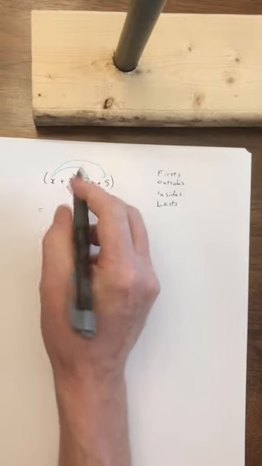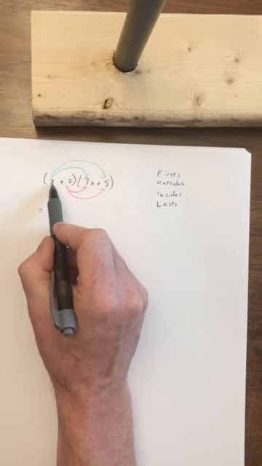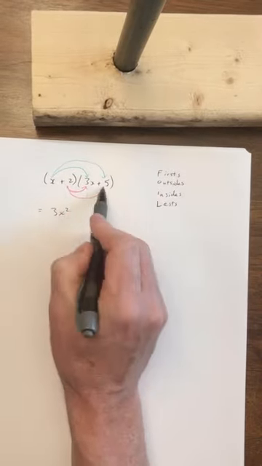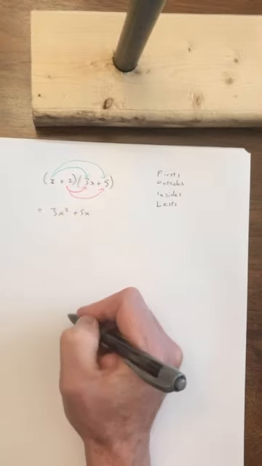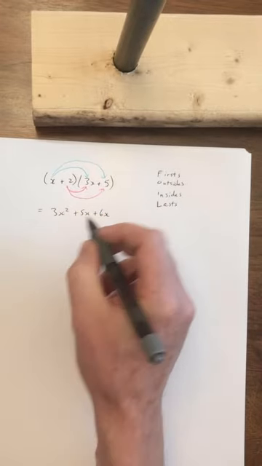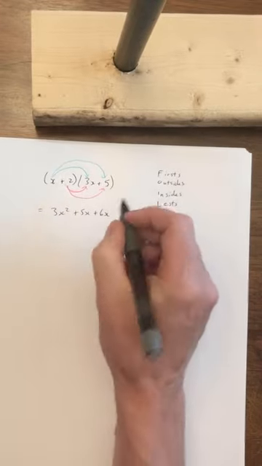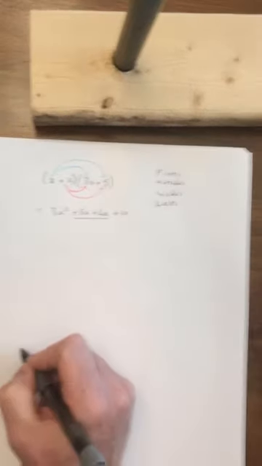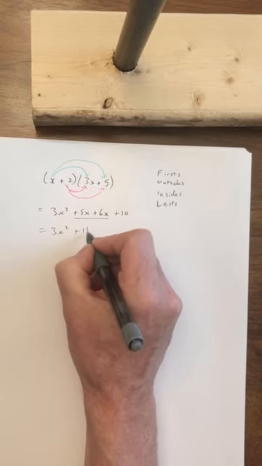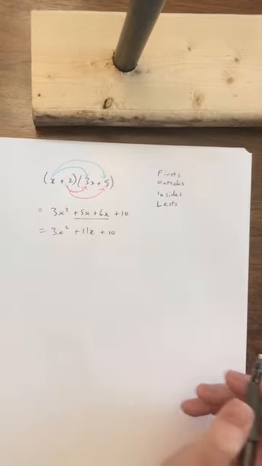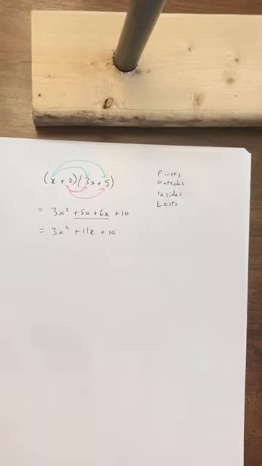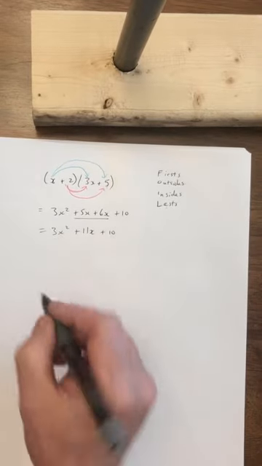So if we do that, the first x times 3x is 3x squared. Our outsides, x times 5 is plus 5x. Our insides, 2 times 3x is plus 6x. And our lasts, 2 times 5 is 10. We can simplify those. So 3x, 5x's, and 6x's are 11x's plus 10. We get the same answer. So whichever way you want to do it, you do it.